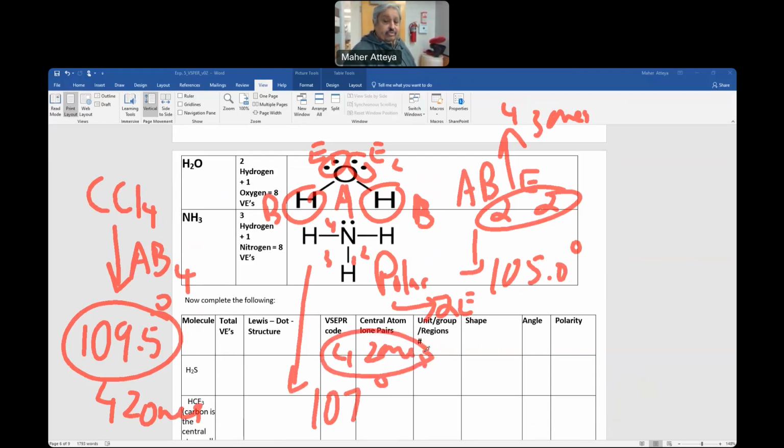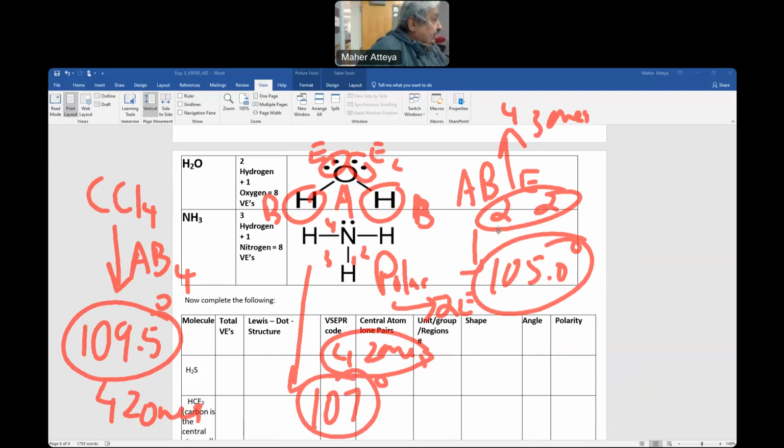Ammonia has four zones, H2O has four zones, and CCl4 has four zones. For CCl4 with no lone pair, the angle is larger, 109.5. With one lone pair, the angle is 107. With two lone pairs, the angle is 105. Now suppose I have a central atom that has three lone pair sets. What do you think the angle will be? It will be less than 105, maybe 103 or 102, correct? So the more lone pairs on the central atom, the smaller the angle is.